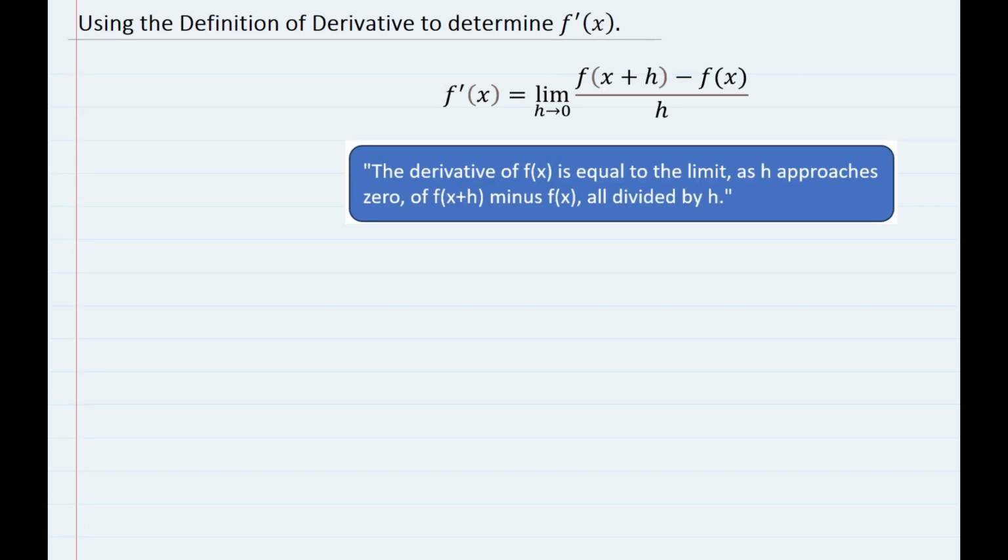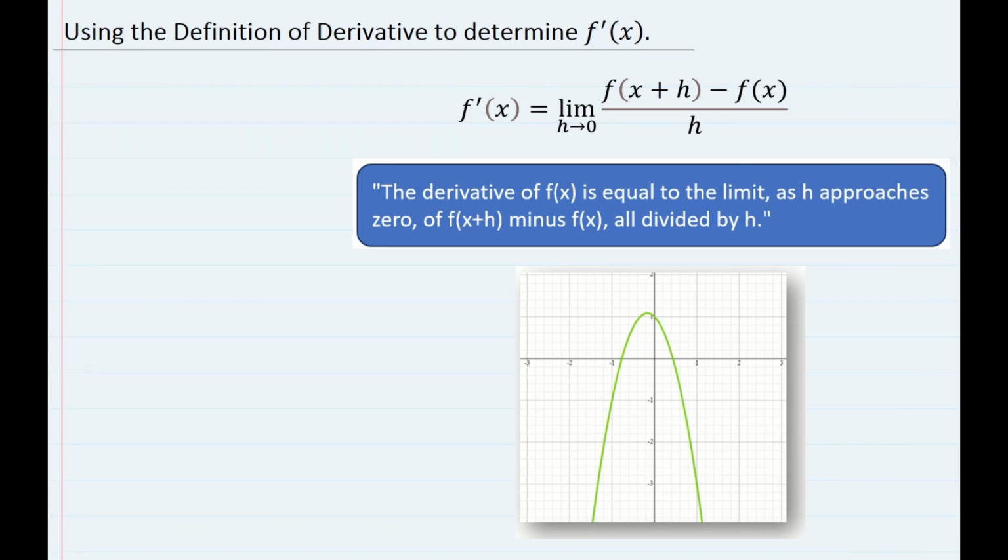The derivative of f of x is equal to the limit as h approaches 0 of f of x plus h minus f of x, all divided by h. Technically, what the derivative is helping us determine is how fast a function is increasing or decreasing at any value for x. And if we were to just go along this function, as we go from left to right, we can see that we're increasing here, and then all of a sudden we start going to the other side and now it's decreasing.